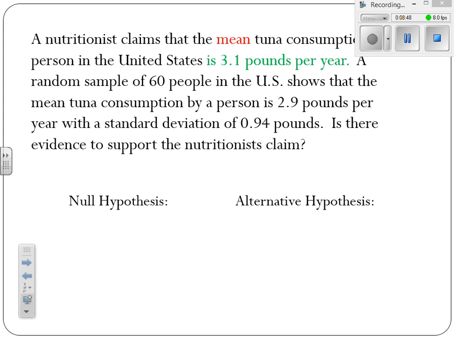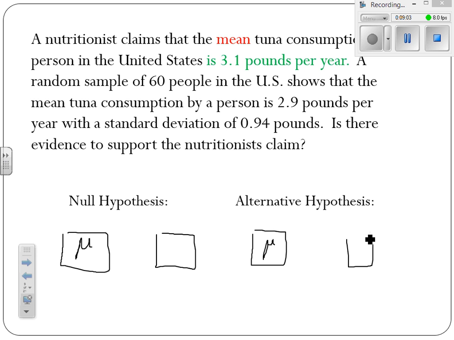Let's take a look at another example. A nutritionist claims that the average tuna consumption, or mean tuna consumption, is 3.1. So here we go again, there's mu going in the first box. That's equals, and equals goes with the null. Since 3.1 is in that box, go ahead and put 3.1 here for the other one. All right. Is there evidence to support the nutritionist's claim? Well, here there's no indication of less than or greater than. So what we're going to do is just use not equal to.